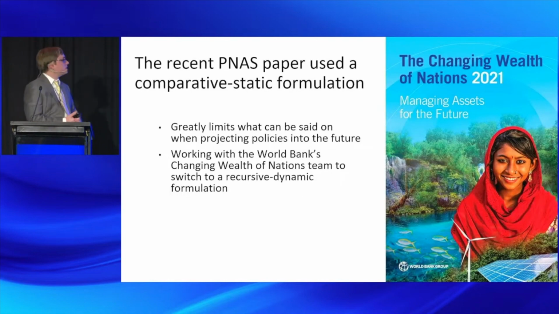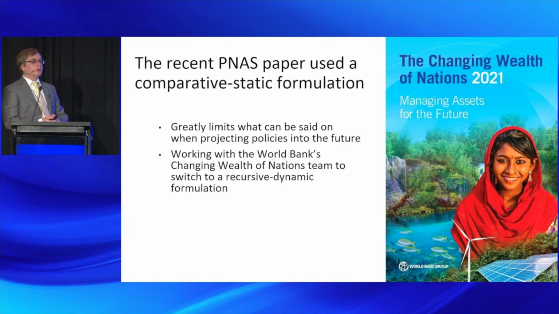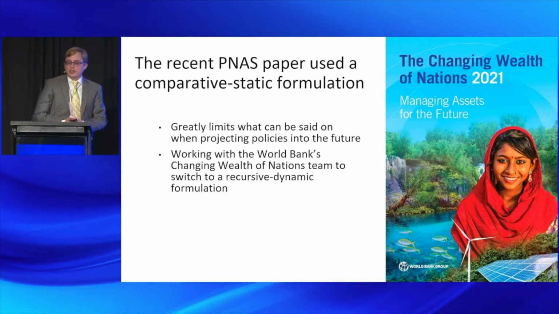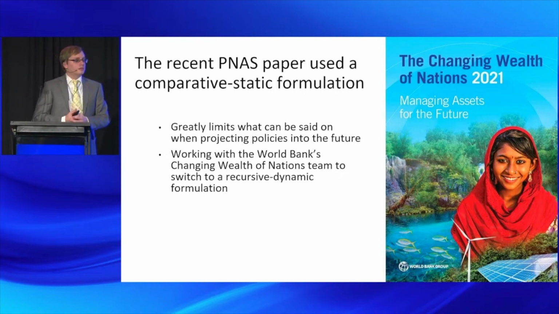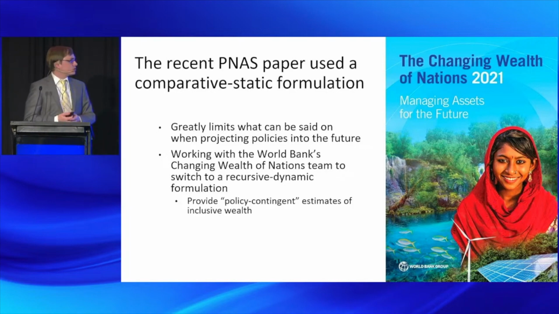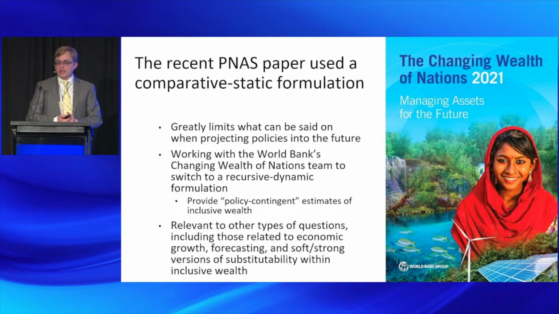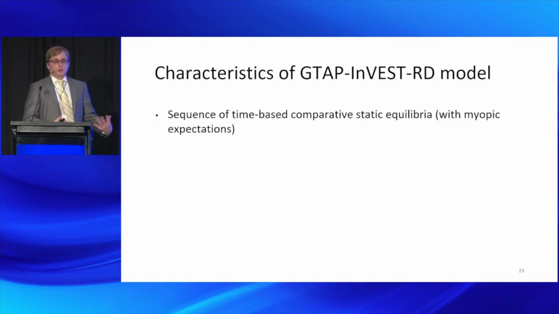The World Bank, and in particular the Changing Wealth of Nations team that puts out their great reports on inclusive wealth at a regular interval, engaged with us to say, how could we say something about the future of inclusive wealth? And they recognized that to be able to say something that was specific to different policies that might be implemented, you need to have a model that essentially is like the CGE that we created. And so they want to calculate policy contingent estimates of inclusive wealth, and essentially they've given us a block of time to create a new model, which we're cleverly naming GTAP-Invest RD for Recursive-Dynamic.